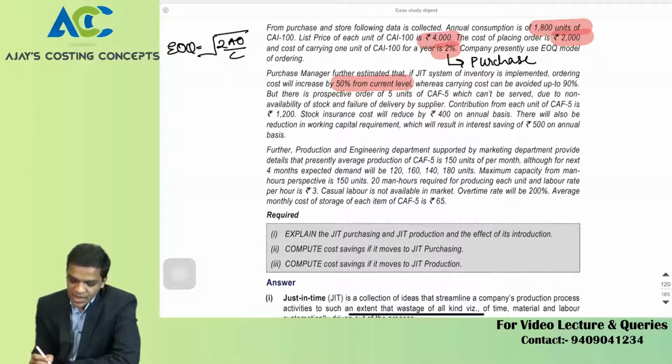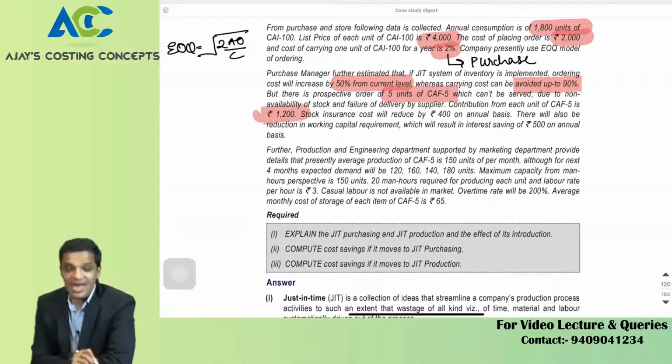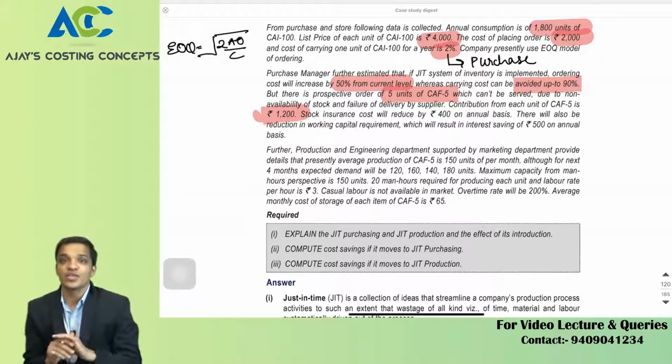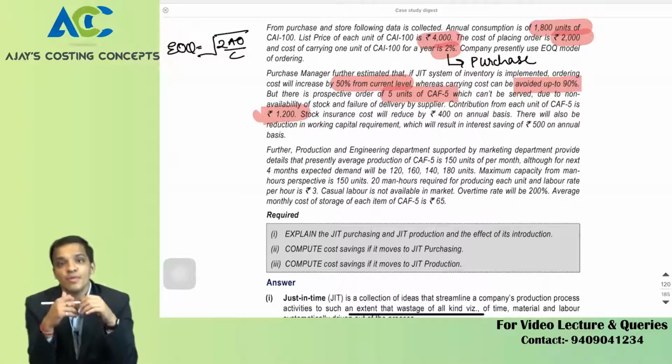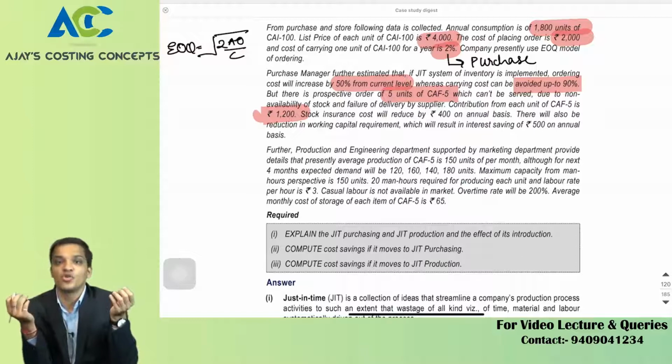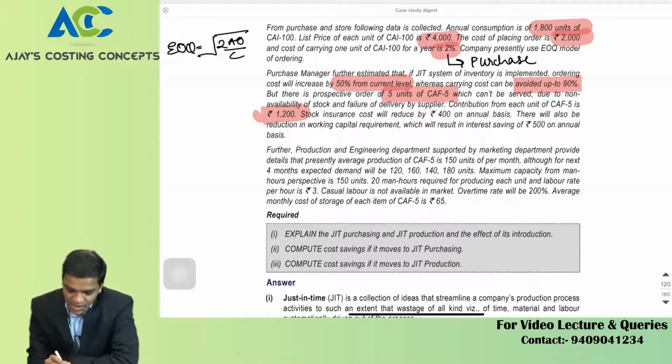Whereas carrying cost would be avoided up to 90%, right? Understand the terminology, it would be avoided up to 90%, but there is a prospective order of 5 units of CIF which can't be served. So we will have a loss of 5 units, a stockout of CIF. Due to non-availability of stock and delay in delivery from the supplier, the contribution of each unit is 1200. So we will have a stockout of 5 units because of which a contribution of 1200 would be lost, because we will not be able to deliver this. Stock insurance cost will reduce by 400 on an annual basis, right?